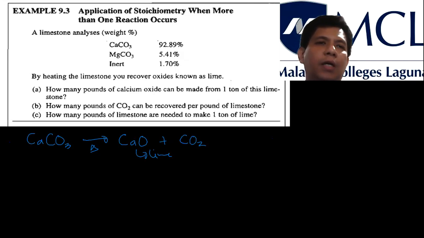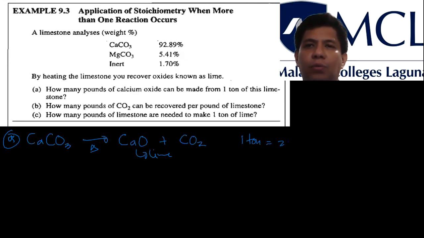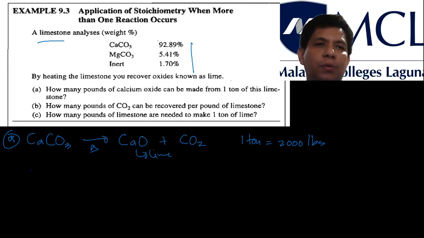So, letter A, we have 1 ton. And if you still remember, 1 ton is equivalent to 2,000 pounds. So we start with 2,000 pounds of limestone. This is the composition of limestone. The question is how many pounds of calcium oxide or lime are going to be produced from 2,000 pounds of limestone.